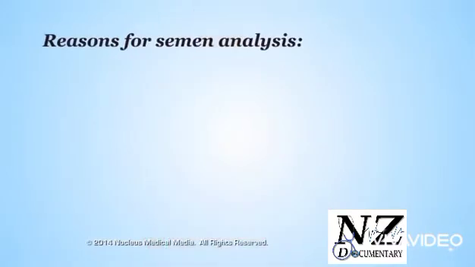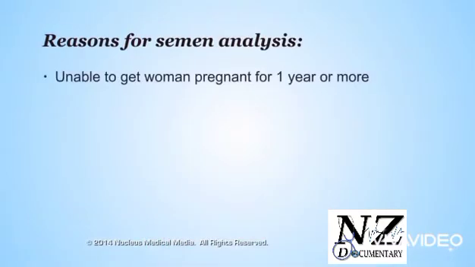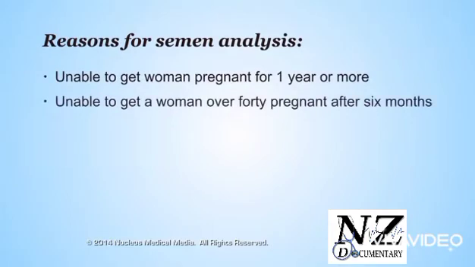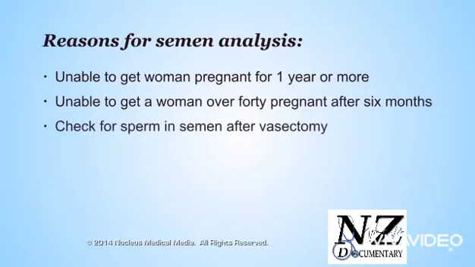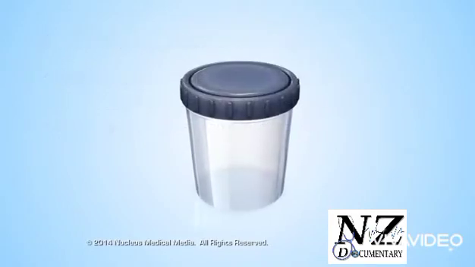A man's doctor may recommend a semen analysis if he is unable to get a woman pregnant after at least a year of unprotected sex, or after 6 months if she's over 40, or if he's had a birth control procedure called a vasectomy. The test may be done to make sure there are no sperm in the semen.